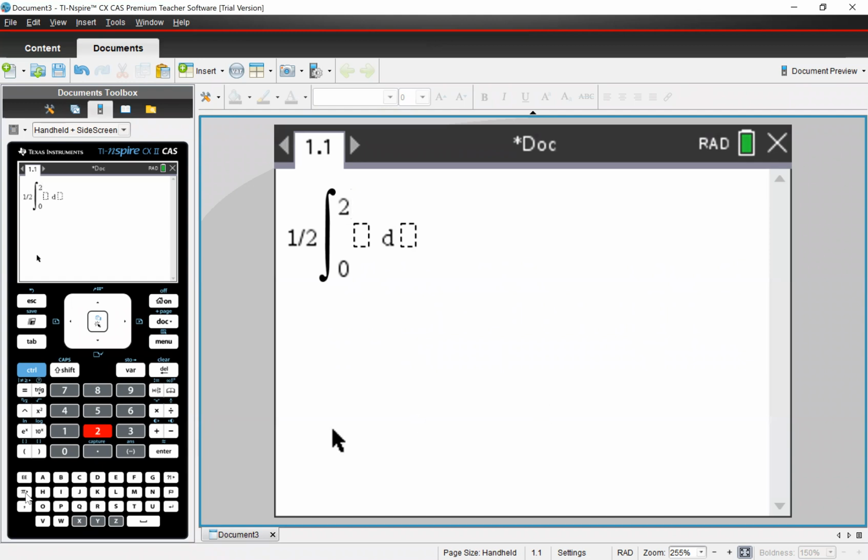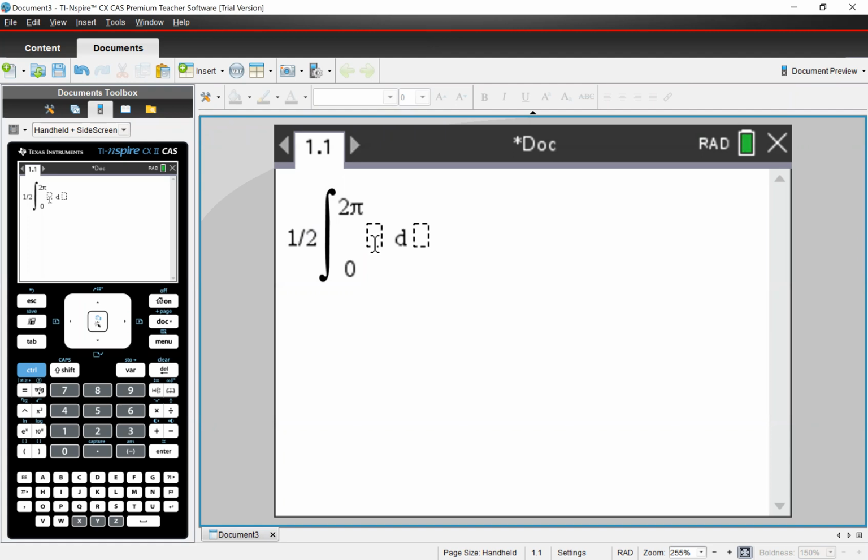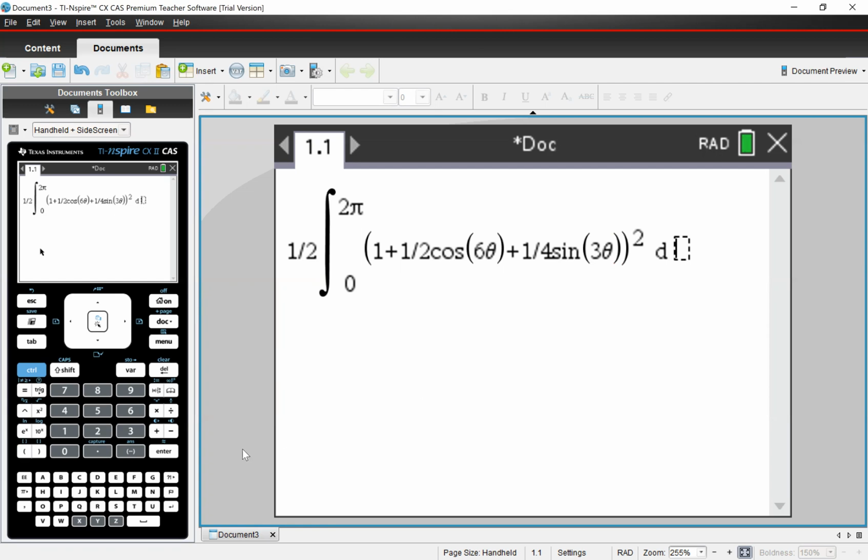Pi is down here on the lower keypad on the far left. And then I'm going to input the function. So it's 1 plus 1/2 cosine of 6 theta, which is also with the pi menu, plus 1/4 sine of 3 theta. And then I want to square the function because we're looking for area. And we'll put d theta.